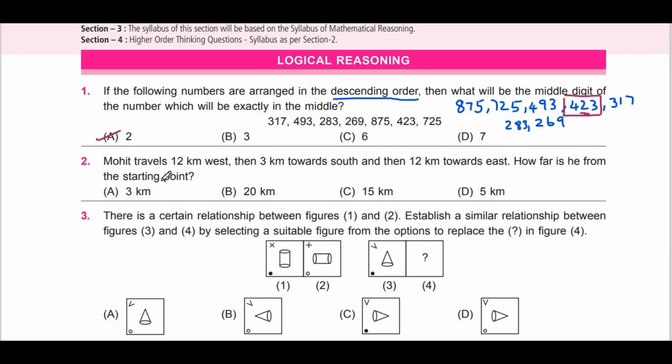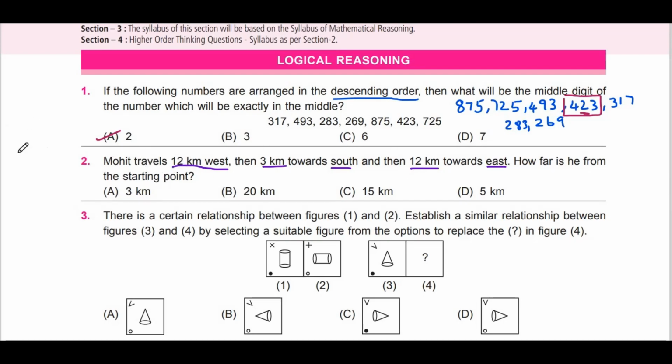Now let's see the second question. So this is also a logical reasoning question. Mohit travels 12 kilometers west, then 3 kilometers towards south and then 12 kilometers towards east. How far is he from the starting point? So here Mohit is first traveling towards west, 12 kilometers, then 3 kilometers towards the south and then 12 kilometers towards east. So west, south and east.